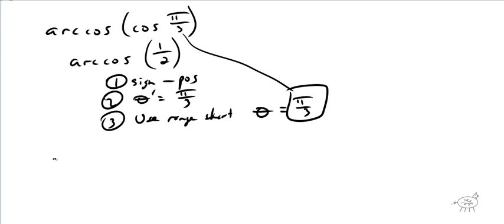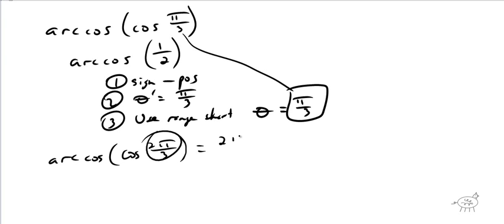So if I do another problem, arc cosine of the cosine of 2 pi over 3. Is that going to cancel it out? It sure is, because isn't that 2 pi over 3 in range? Yeah, so my answer is 2 pi over 3. Okay? Let's do another one here. Arc cosine of the cosine of 4 pi over 3.